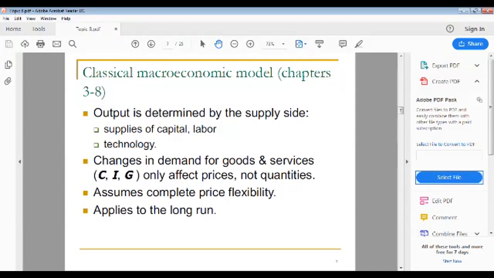Which means I can't use a classical model to explain the fluctuations. All that the classical model is telling me is the trend line. That doesn't do much for me for planning purposes. That's what this chapter is about, being able to explain the fluctuations. And the only way you can explain those fluctuations is if I don't have price flexibility. In other words, if I have rigidity to my prices and wages.